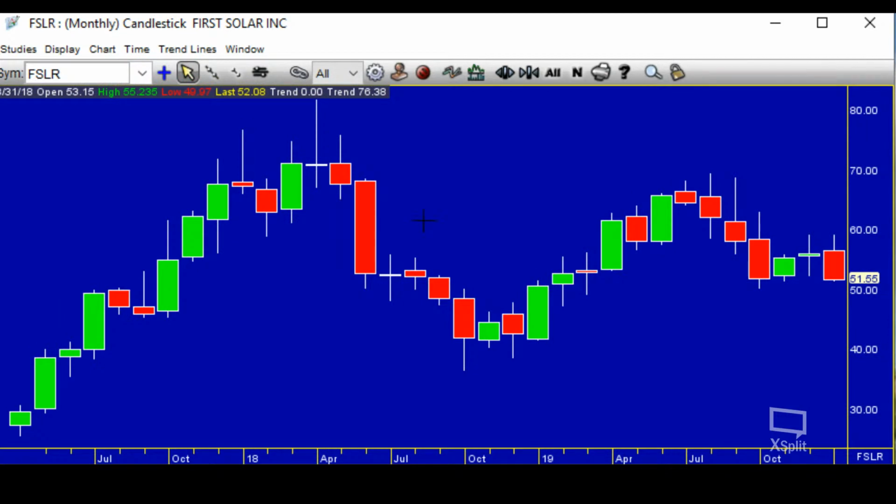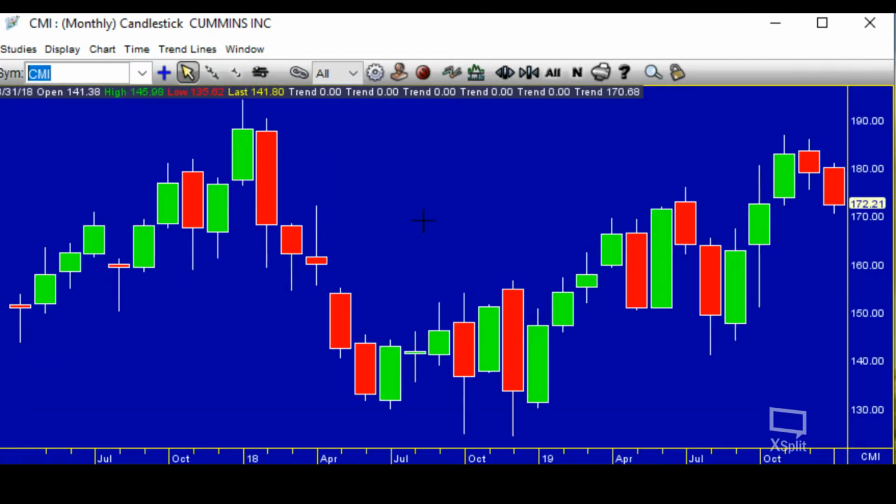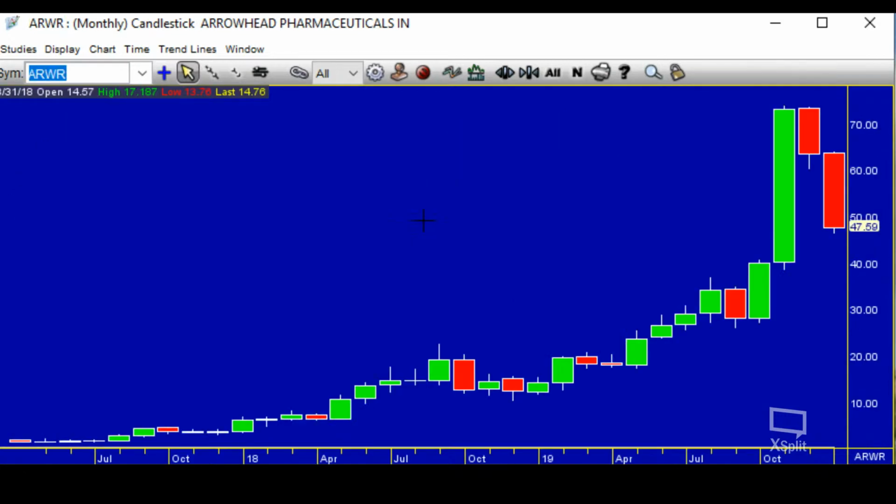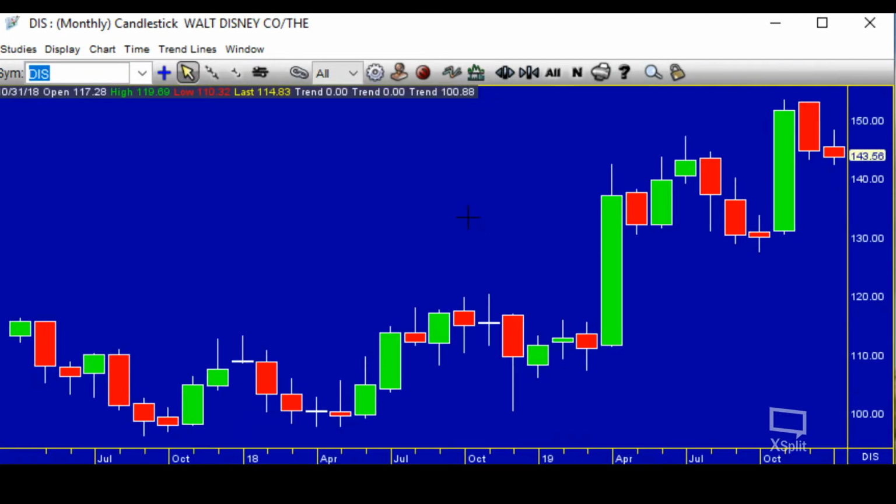Just a few more on the monthly. You still have Cummins Engine is an inside month and down. Not everybody can say that. Let's see, what else did we have here? ICPT, that's a 2-2 month reversal. ARWR here, inside month to the downside. Even Disney at this point is threatening inside month to the downside.